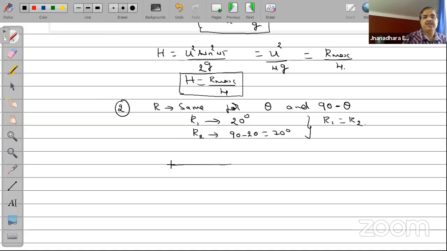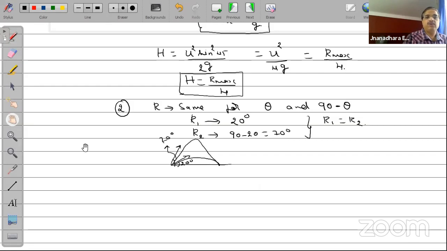Very interesting idea. So you're launching at a smaller angle, you get a certain range here. You launch at a higher angle, then it goes higher, no doubt, but again comes back to the same point here, and then reaches this point. So R1 will be the same for both of them, for 20 degree and 70 degree.